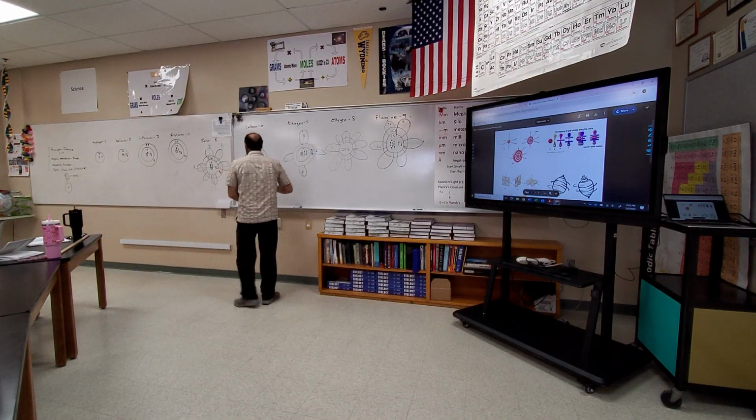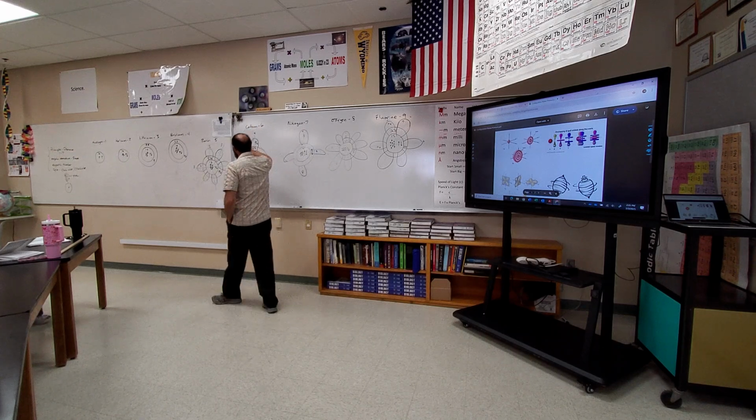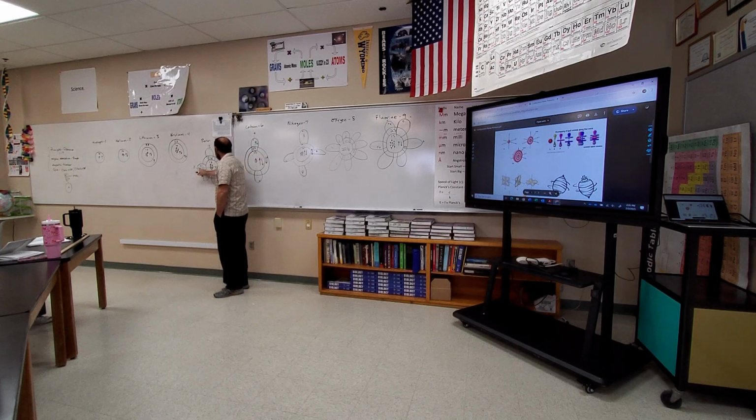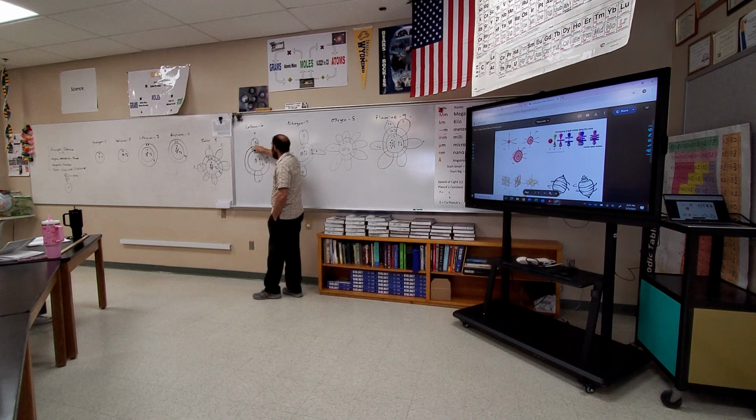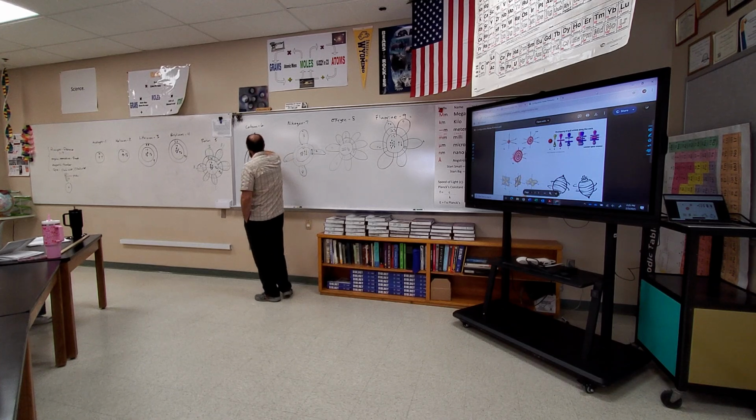All right, so, boron, 1, 2, 3, 4, 5, there's his 5 electrons. Carbon, 1, 2, 3, 4, 5, 6 electrons. Okay? And later on we'll talk about this, but we can put 2 in that space, that's fine.